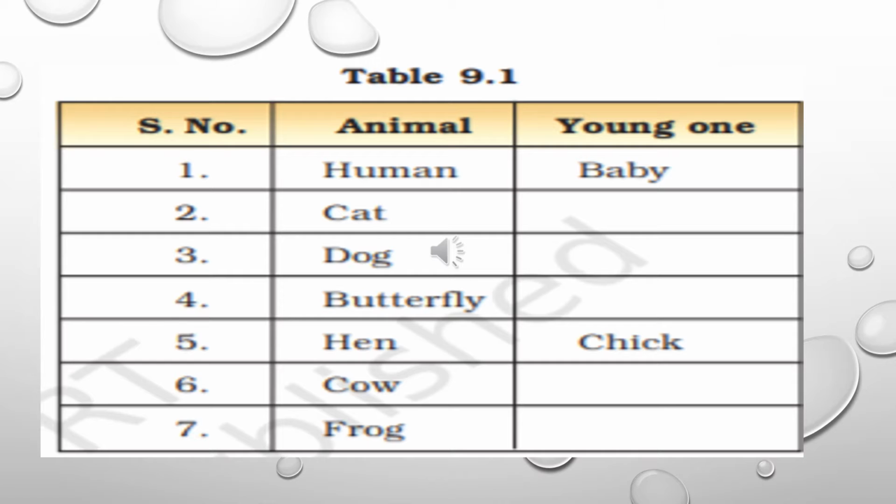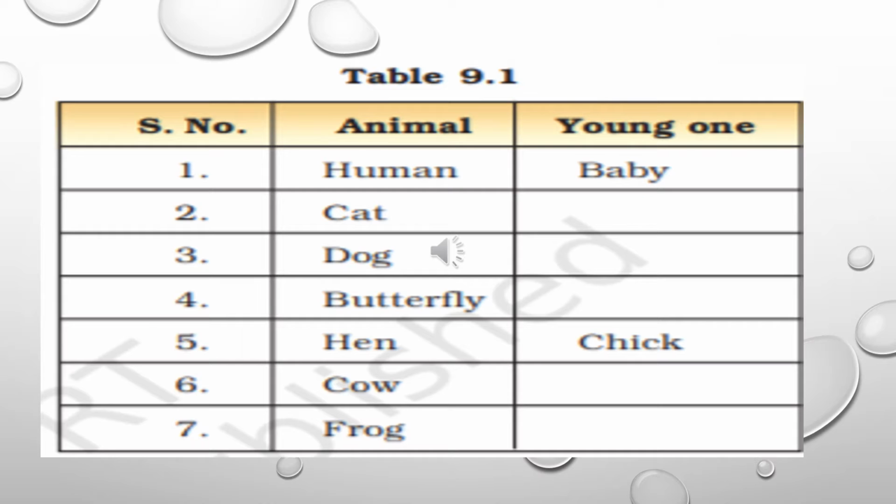Have you seen the young ones of different animals, children? Now try to name some of the young ones by completing this table 9.1, as shown in the examples. Look at the first example: human, the young one is a baby. And hen is an example I have given in the fifth row; the young one is a chick. Like this, you can fill up the rest of the columns.